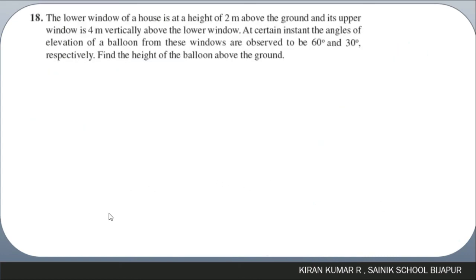Question number 18. The lower window of a house is at 2 meters above the ground and its upper window is 4 meters vertically above the lower window. At a certain instant, the angles of elevation of a balloon from these windows are observed as 30 degrees and 60 degrees. Find the height of the balloon above the ground.